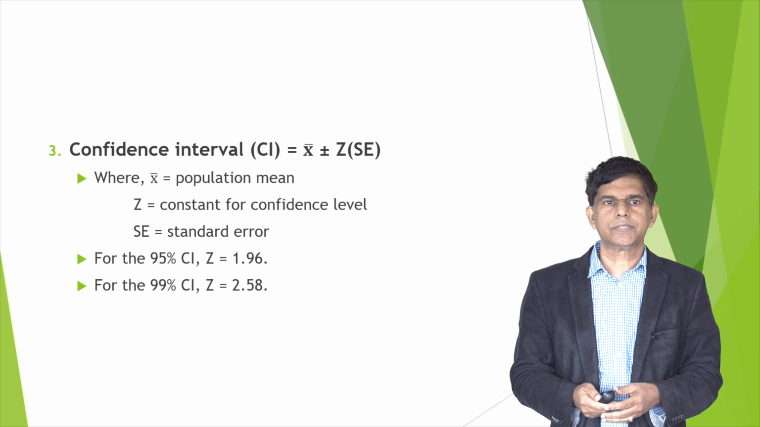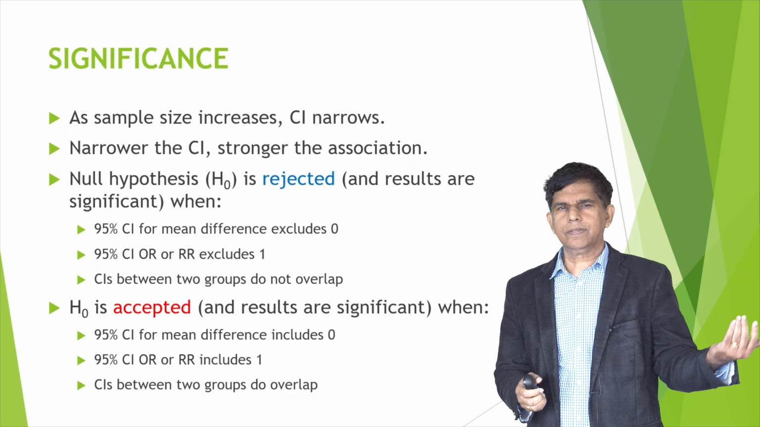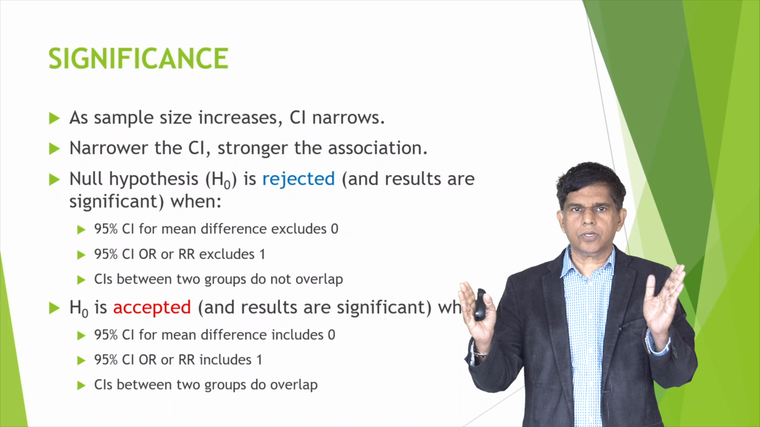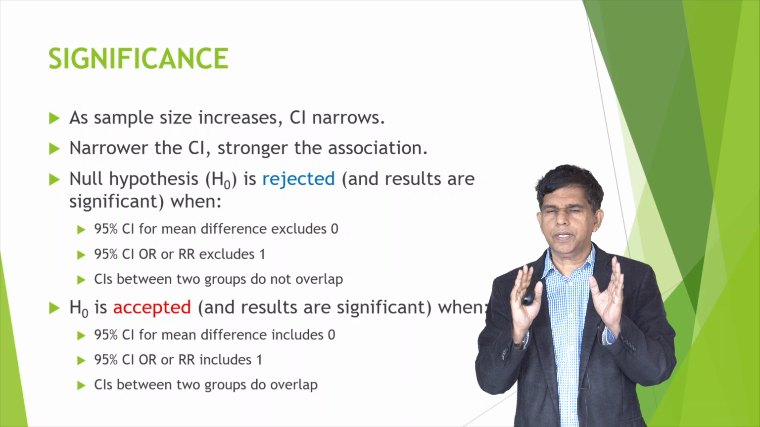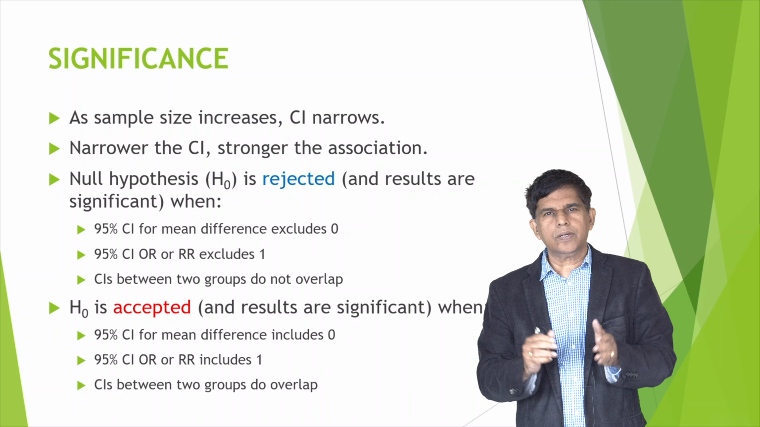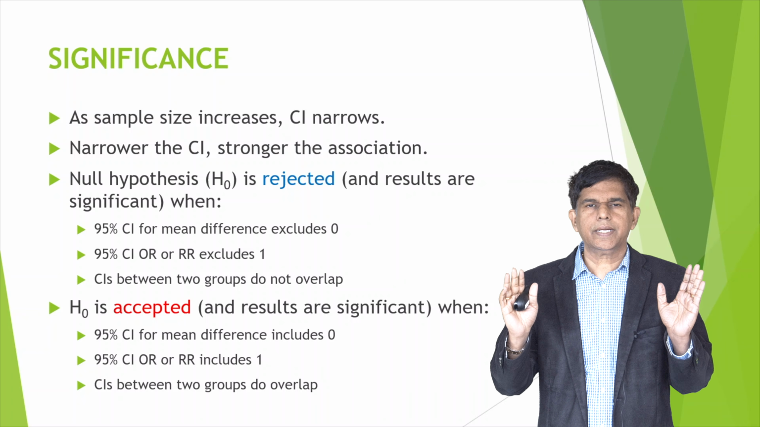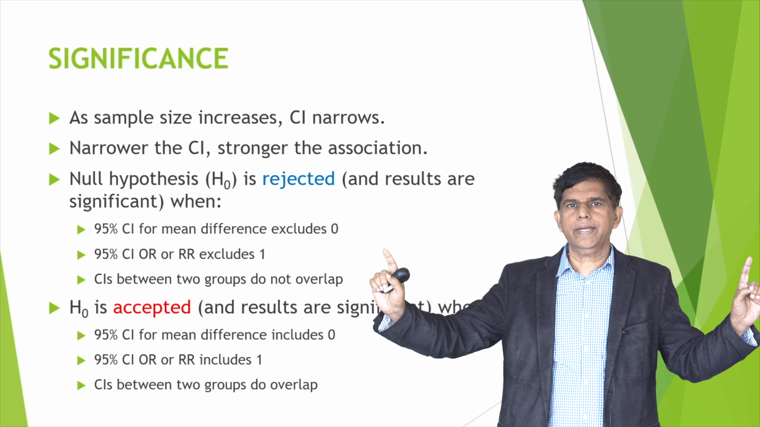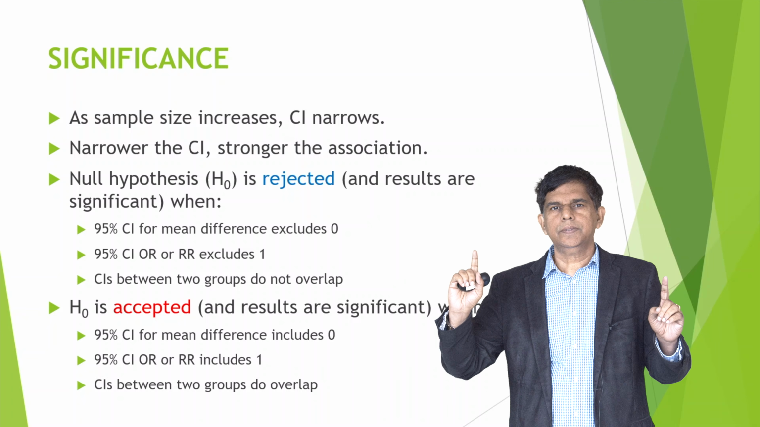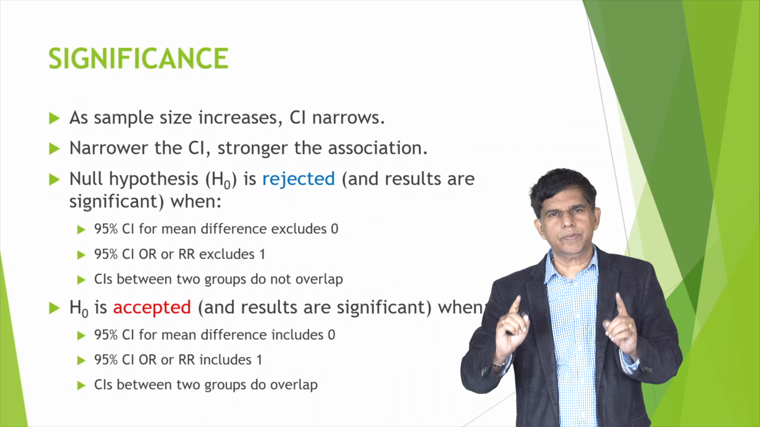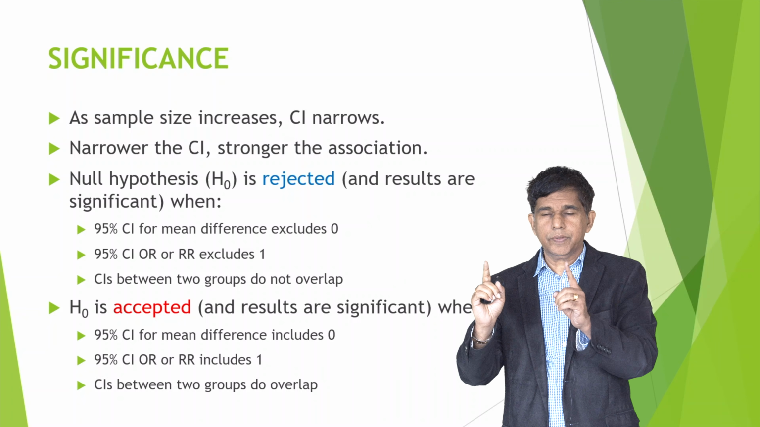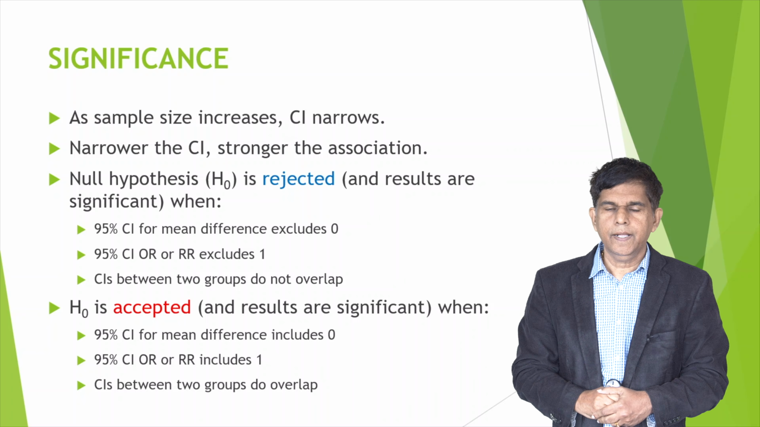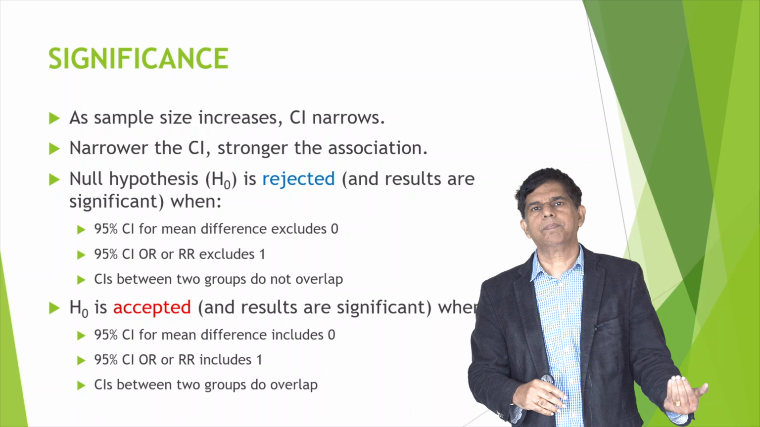Let's look at some significance and relations we need to know. As the sample size increases, the confidence interval narrows. Anytime you have a study, always look at the confidence interval. If it is too wide, the variability is high, so the association is not very strong. Anytime you see a very narrow confidence interval, the association is very, very strong. Remember that. So now let's bring in the null hypothesis.